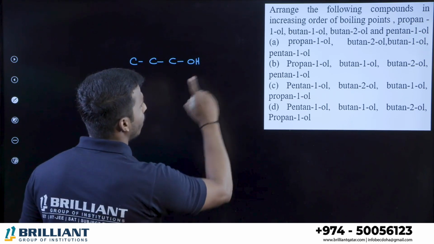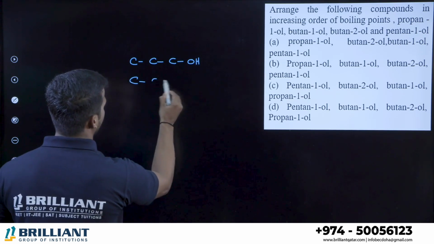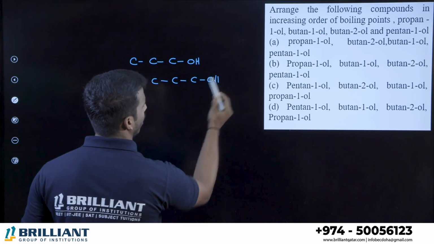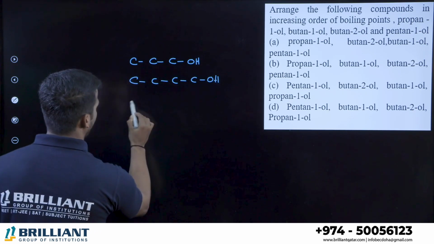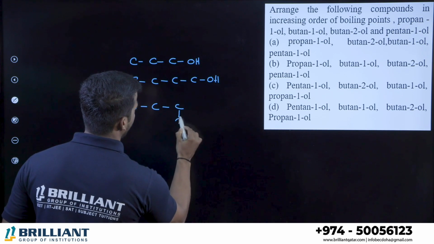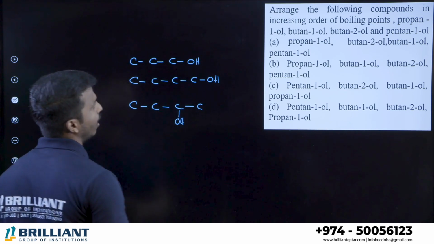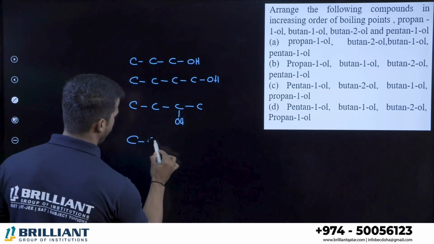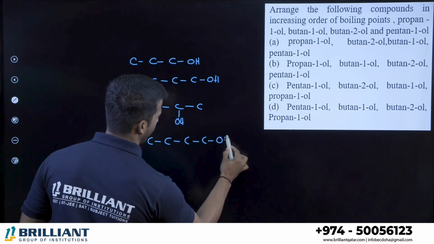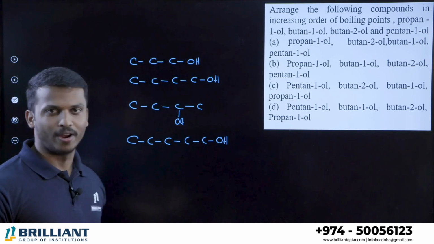What is the next compound? Butan-1-ol: 1, 2, 3, 4, and 1-ol, an alcohol. Butan-2-ol: 1, 2, 3. Okay, second carbon, if you consider 1, 2. Butan-2-ol. And pentan-1-ol: 1, 2, 3, 4, 5, 1-ol. Question: boiling point. Same reason.